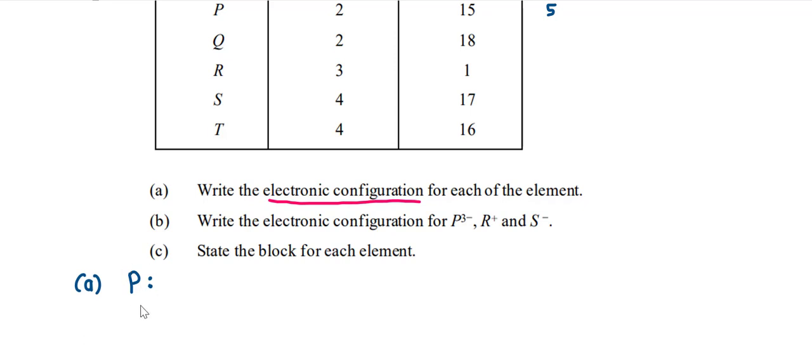So the electronic configuration for P is 1s2, okay, 2s2 ada 2 elektron, and then 2p3. Okay, sebab dekat sini, 2 campur 3, kita dapat 5 valence electron for P. Okay, so ini adalah P. And then we are going to do the same for Q, R, S, and T.